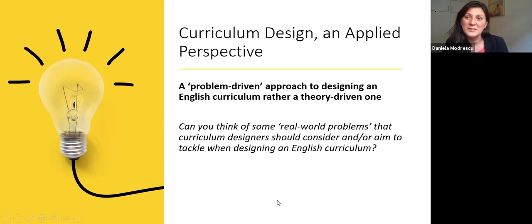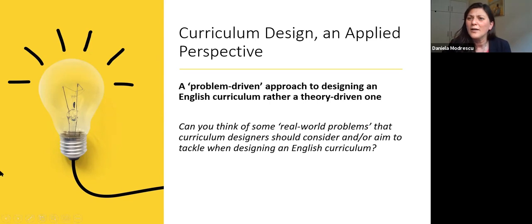What are the aspects? I mean, there are so many. I can think, for example, of the needs of the learners. Why are they learning English? Are they learning general English or English for specific purposes? This will guide me in the process of designing a curriculum. Yes, their needs. Definitely, because you would have a learner-centered curriculum.